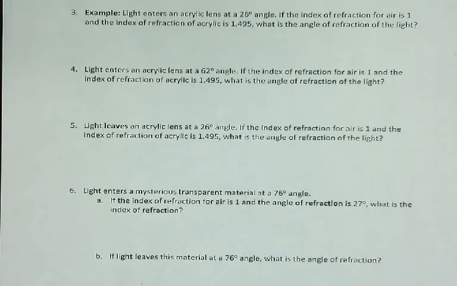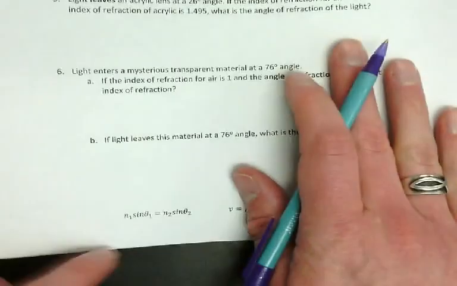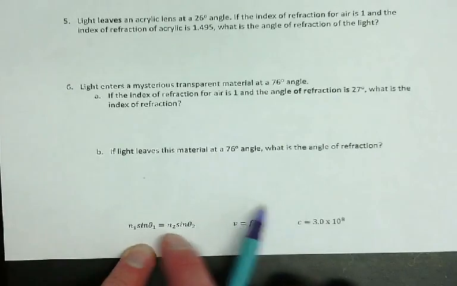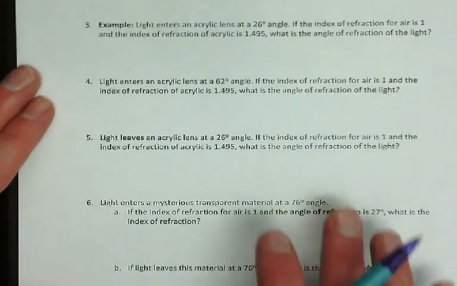Okay, so first things first, light enters an acrylic lens at a 26-degree angle. If the index of refraction for air is 1, and the index of refraction for acrylic is 1.495, what's the angle of refraction for light? So the equation we're using is down at the bottom of the page here. It's this one, n1 sine theta 1 equals n2 sine theta 2. And you're just going to plug the numbers in and solve.